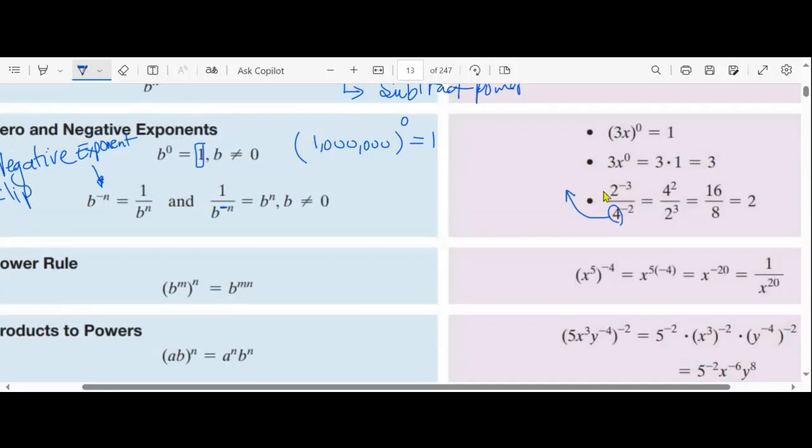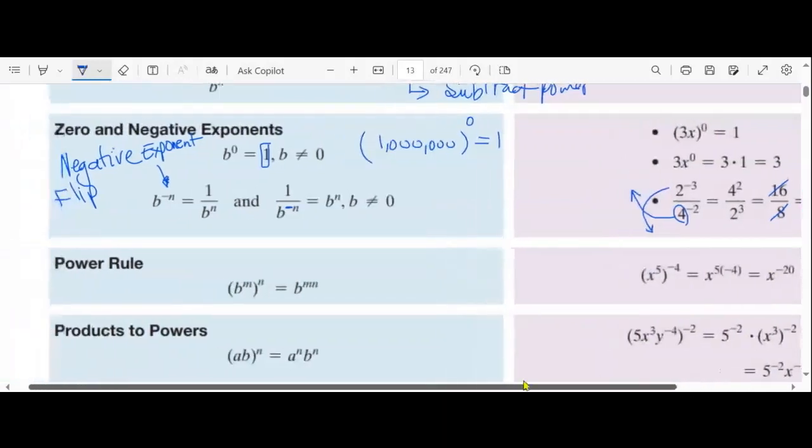And this is negative power. I flip it to be in the bottom. And you get this. And then you cancel. 4 squared, how much? 16. 2 to the power of 3, how much? 8. Cancel the 8 with the 16, simplify it, you get what? 2.